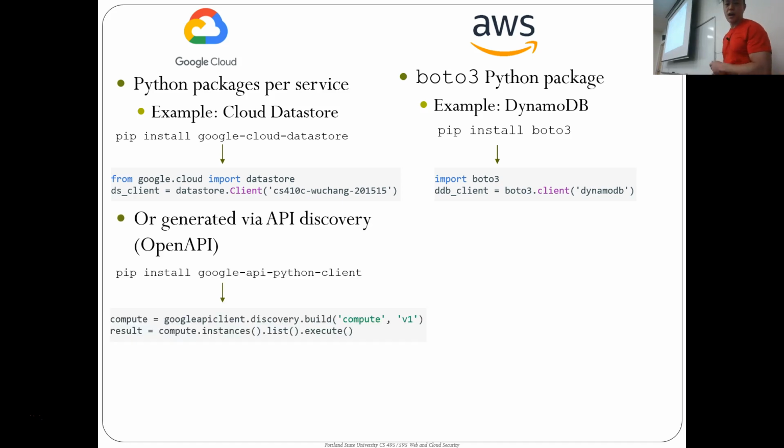Google also allows you to generate your own package dynamically using OpenAPI. OpenAPI is this new way where you specify your REST API in a document, and then you instantiate some client that will parse it and automatically generate the Python package for you, right? So this gives you Python packages for everything, which is what the OpenAPI standard is meant to do.